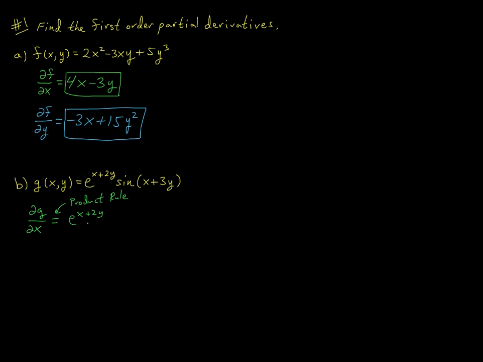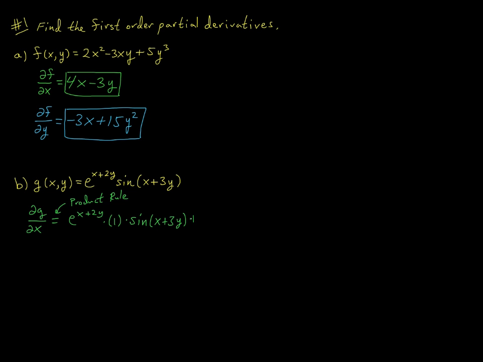And then I need to apply the chain rule here, and the derivative of x plus 2y with respect to x is just going to give me a 1 from the x. The derivative of 2y there would be a 0. And so I'm just going to put a 1 right here for emphasis, okay? And then that derivative will multiply with the second term, which is sine of x plus 3y.